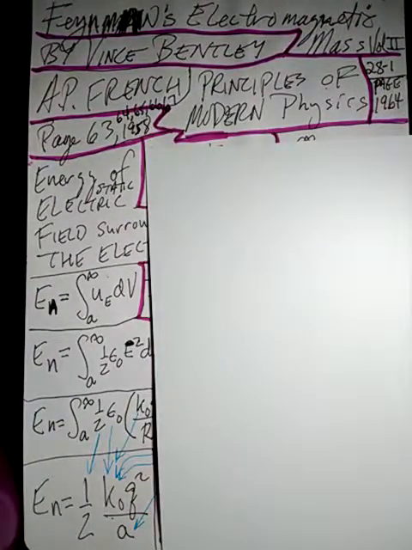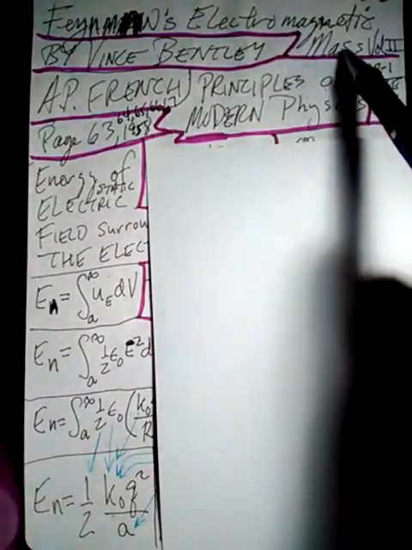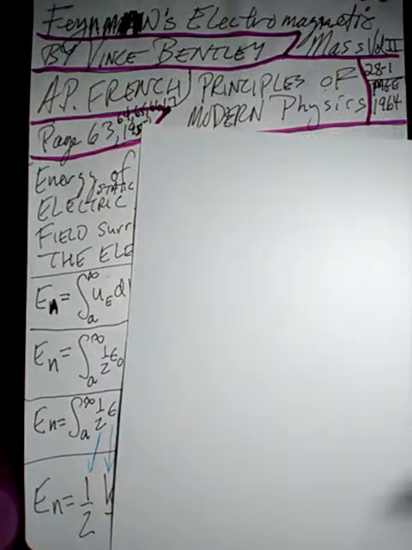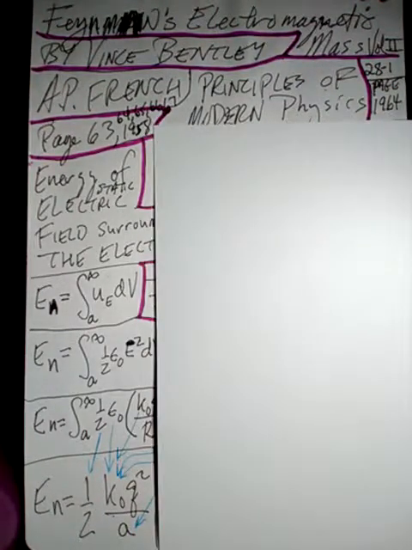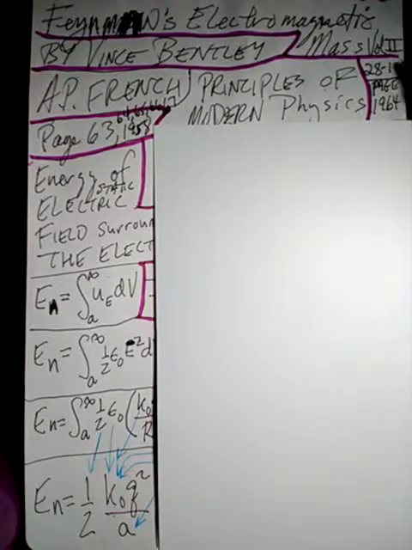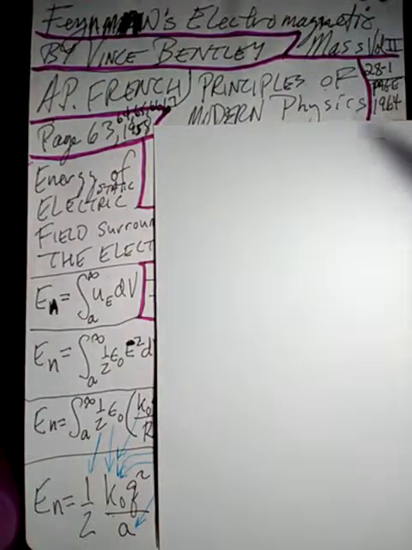Okie dokie. Today we're going to go through something called Feynman's electromagnetic mass of the electric field surrounding an electron. You can find this in Volume 2 of Feynman's Lectures on Physics, the one that says mainly on electromagnetic phenomena, on page 28-1. It was published in 1964. That's the Feynman Lectures on Physics, the famous lectures that he did for Caltech.